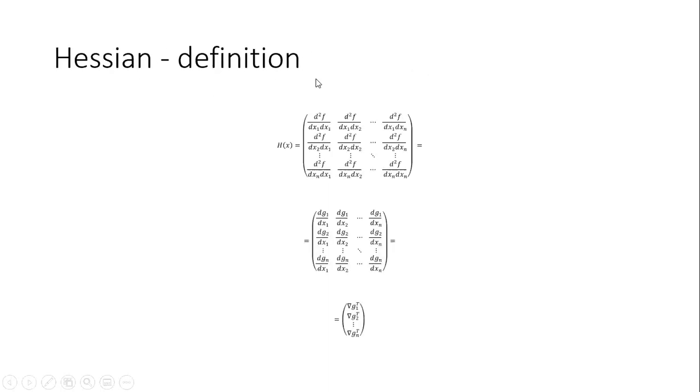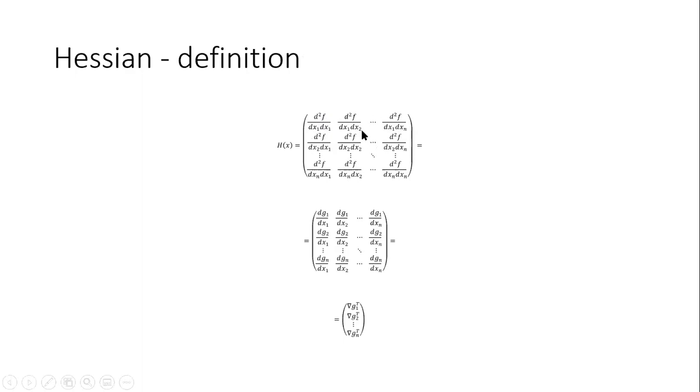We will define the Hessian to be a matrix where each element is a second derivative of the original function f. So the first element is the second derivative by x1 and by x1. The second element is the second derivative of f by x1 and x2, until the last element of the first row, which will be the second derivative of f by x1 and xn. And we continue for the second row and the last row until we get the last element in the matrix, which is the second derivative of f by xn and xn.